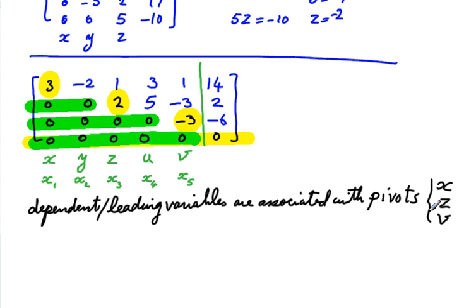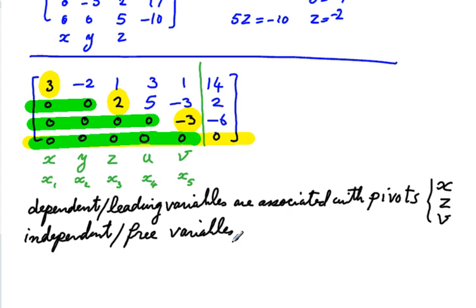How about the rest of them? The rest of them, we are going to call them independent variables, or we are going to call them free variables. Sometimes we are going to call them parameters. In this case, who's left? Y and U.